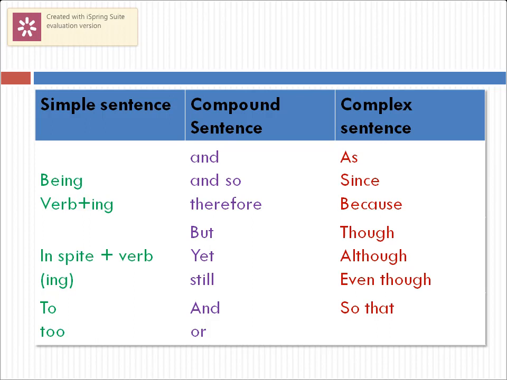And we can use either in spite of or despite plus the verb's ing form to transform a clause into a phrase to make it into a simple sentence. Similarly, if the compound sentence has and or, sometimes we can use so that to make it into a complex sentence, and also to or an infinitive to make it into a simple sentence. Now these are some important changes that we have to make in order to transform them.